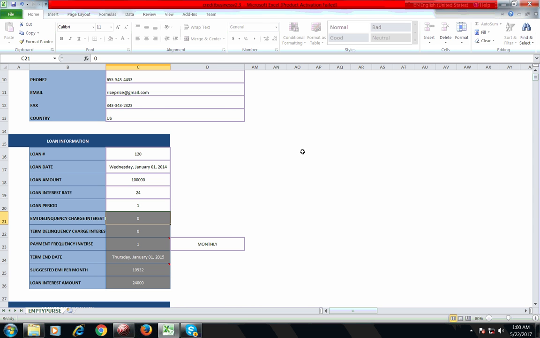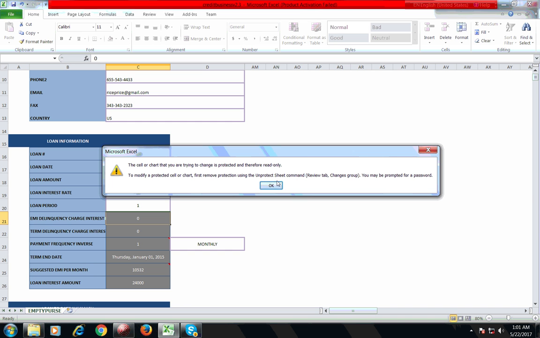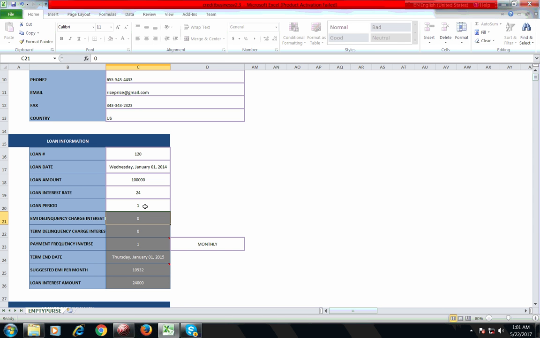So these gray cells you cannot edit. If you try to edit, it says to modify a protected cell or chart, first remove the protection. So this sheet is protected and these cells are not supposed to be edited. The only thing you can edit is anything that is shaded in white.